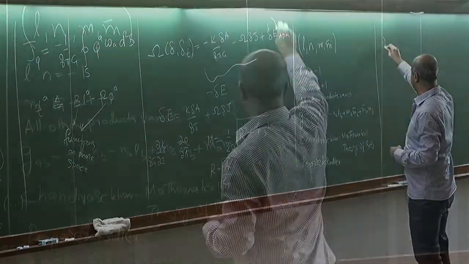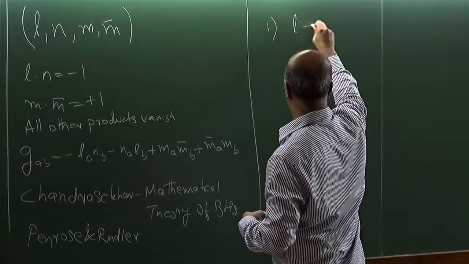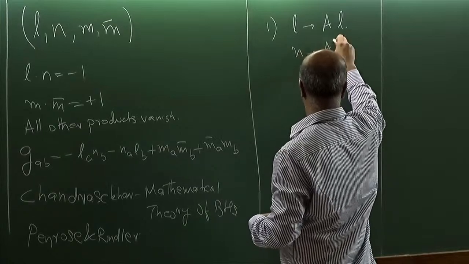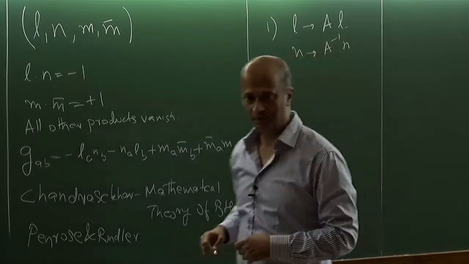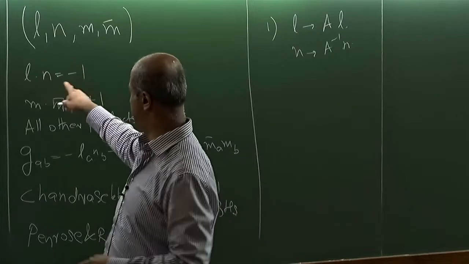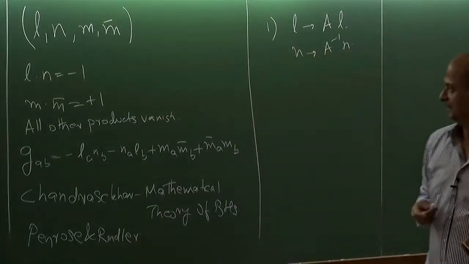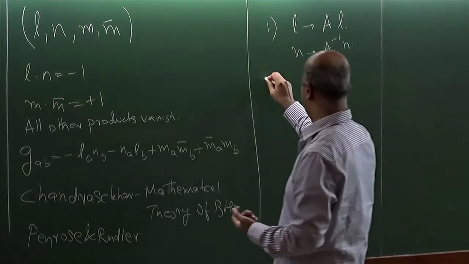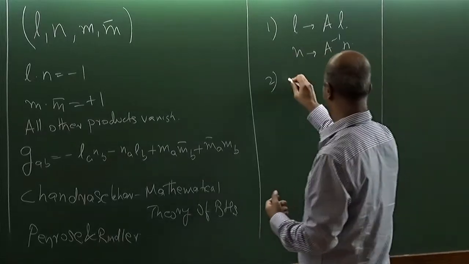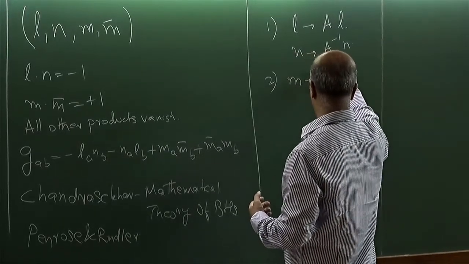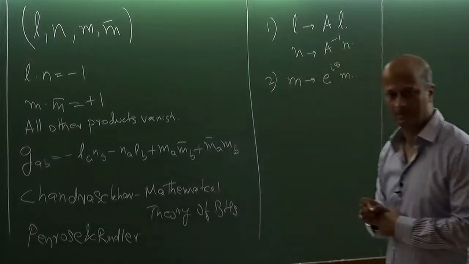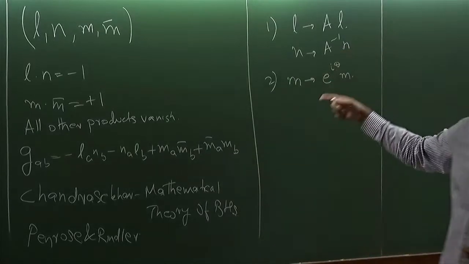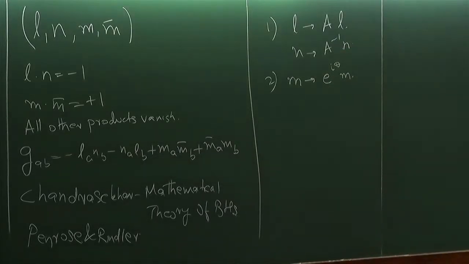So the first transformations are the boosts, where L goes to some number A times L, and N goes to A inverse times N. This preserves the inner product, and M is unchanged. The second ones are what I call the spin transformations. So M goes to e to the i theta times M. That means M dot M bar is preserved, because this is e to the i theta times e to the minus i theta. So that preserves M dot M bar.